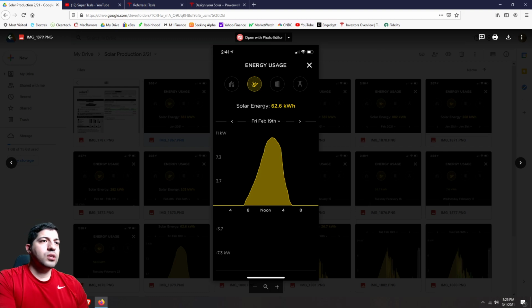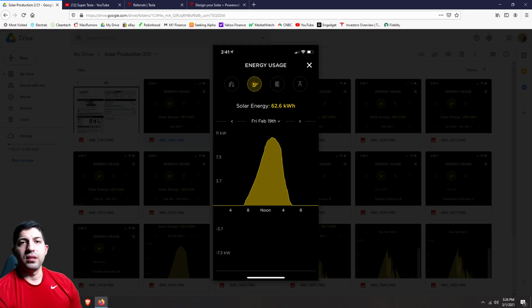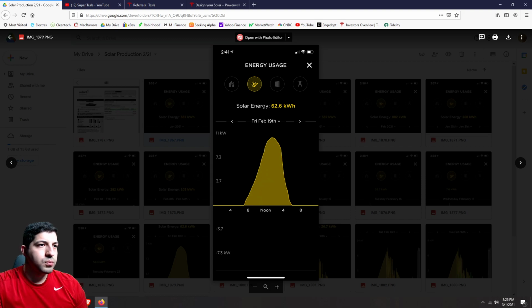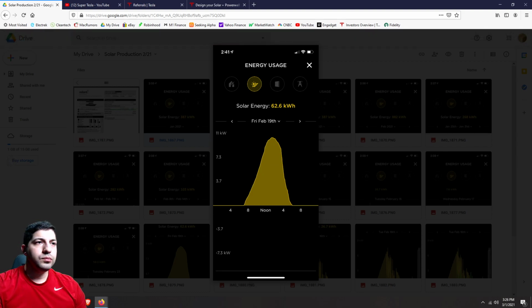So this is a screenshot of like a perfect sunny day. We can see here there are no spikes, it's just a smooth line. And I produced 62.6 kilowatt hours. So this is the best day so far since I got my system installed.